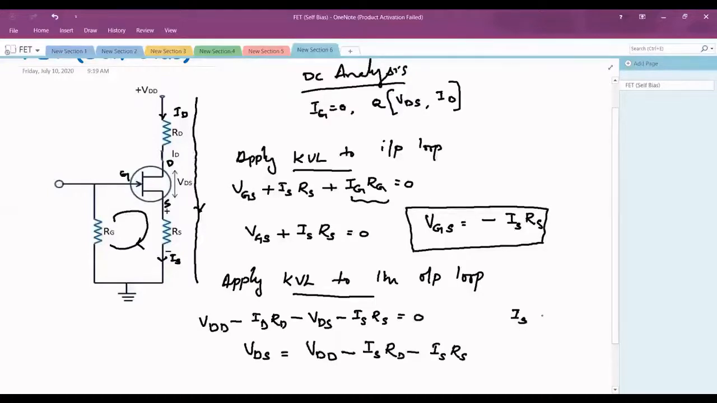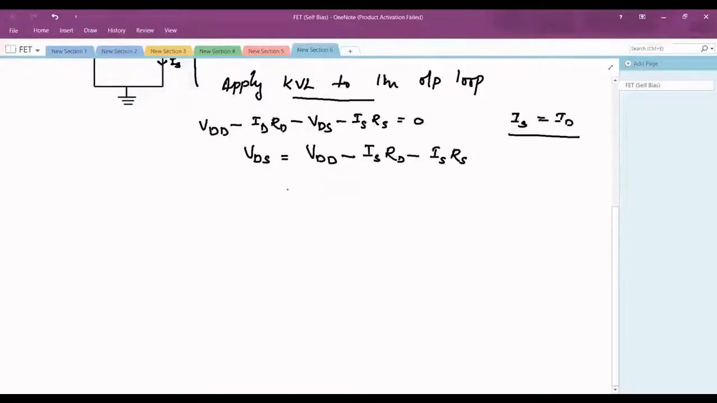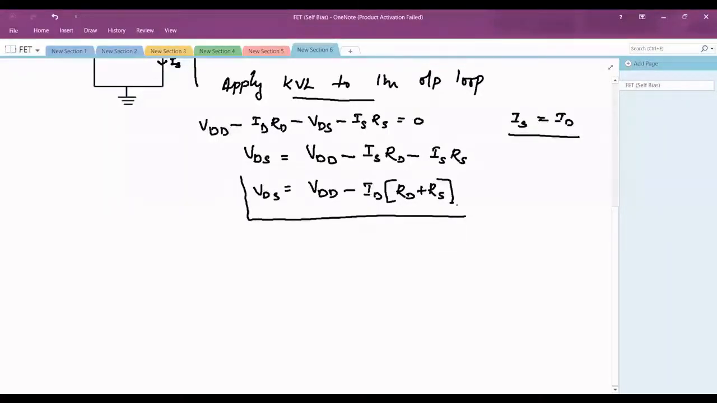Now in the case of an FET, since the gate current is equal to 0, the source current and the drain current are the same. This equation can be reduced to VDD minus ID into (RD plus RS). So our second operating point is VDS equal to VDD minus ID into (RD plus RS).